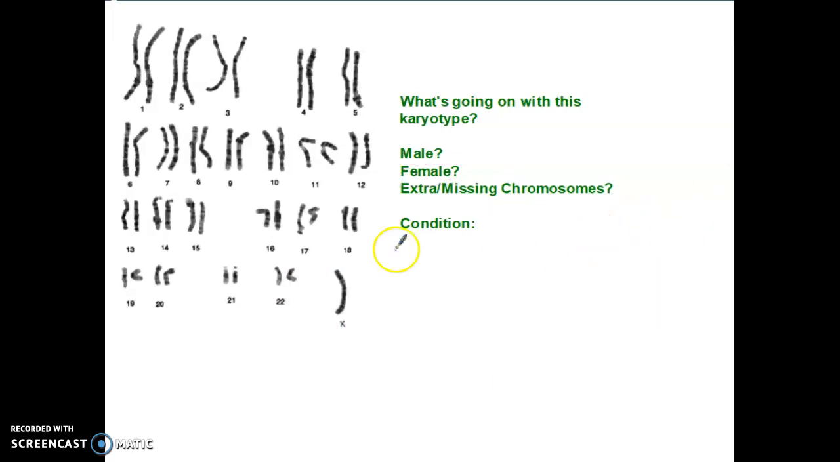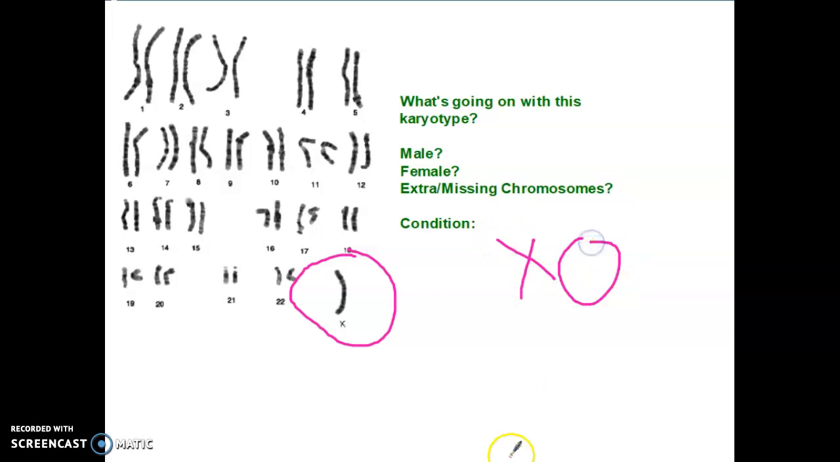Okay, let's take a look at this one. Remember, we go to the sex chromosomes first. X and then nothing. Okay, so what do we think? Male, female, what do you think? Well, since there is no Y, this has to be a female, okay? But the problem is she is missing her second X chromosome. So this is actually called Turner syndrome. She doesn't develop the secondary sex characteristics, and more than likely she will be sterile, which means she cannot have children.